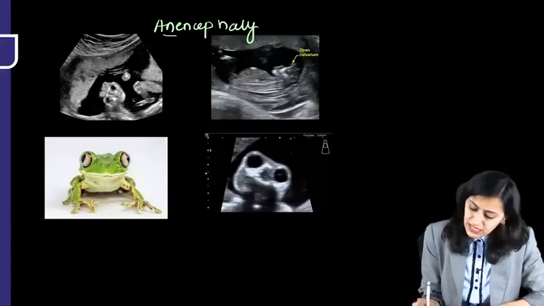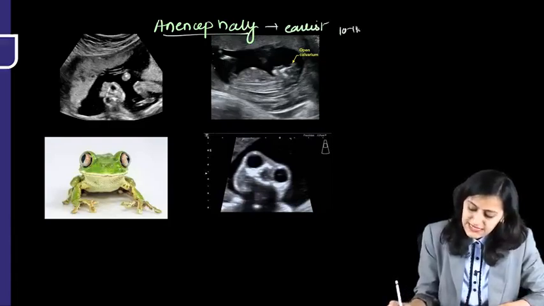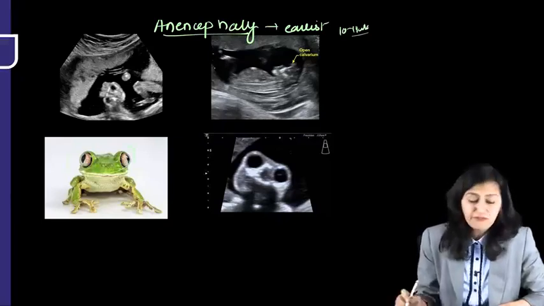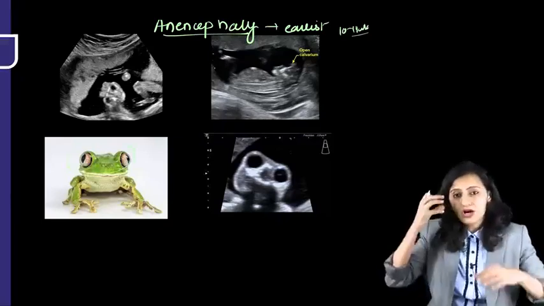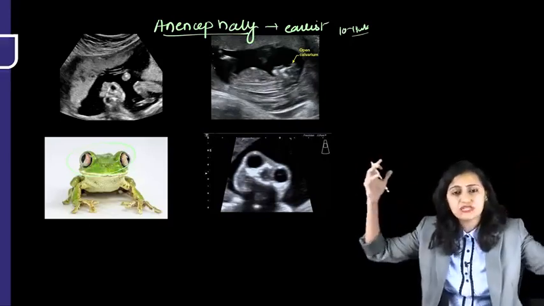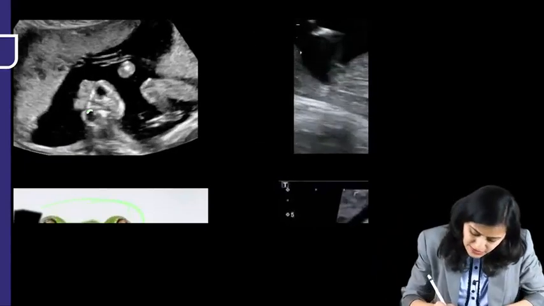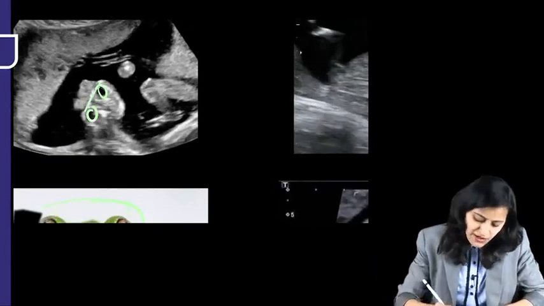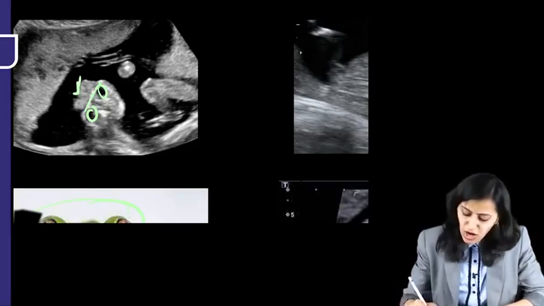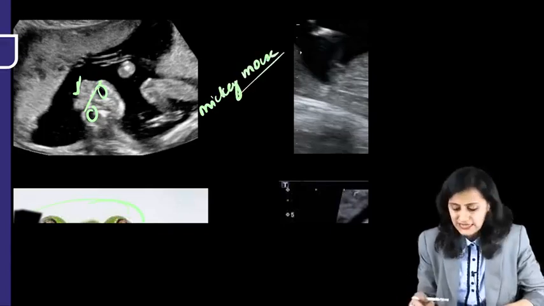Anencephaly is the earliest anomaly that can be identified on ultrasound, as early as 10 to 11 weeks. And what do we see? The sign that we have is the frog eye sign, because in anencephaly, the absence of the cranial wall and the brain structures gives the bulging eye appearance. So look at this one. These are the eyes here, and you have this part of brain parenchyma which is just floating around. The frog eye sign, also called the Mickey Mouse sign, is what we see here.